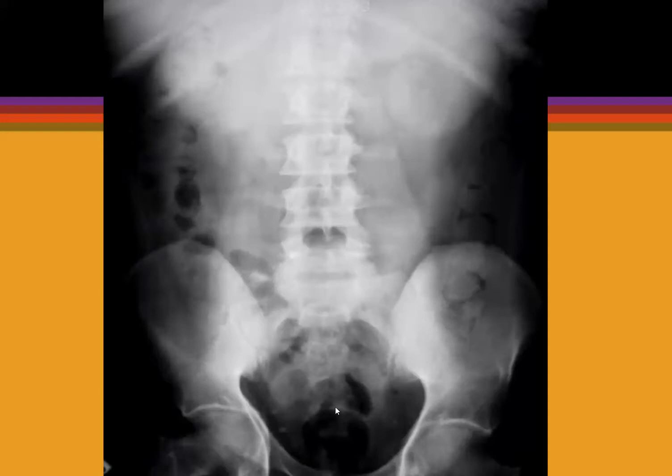You can see the outlines of some solid organs. You just about see the right kidney there. You can see the left kidney there. You can see the psoas shadows, which are actually quite important because if the psoas shadow, the lateral border of the psoas, becomes blunted, it implies pathology.